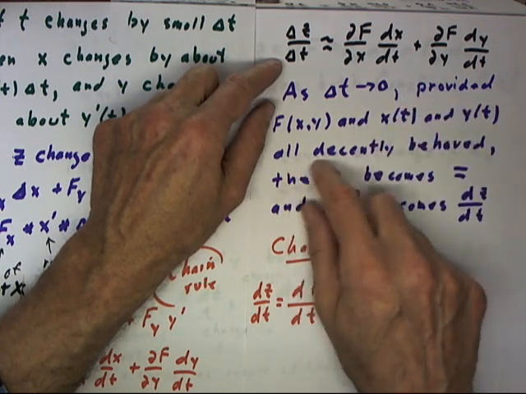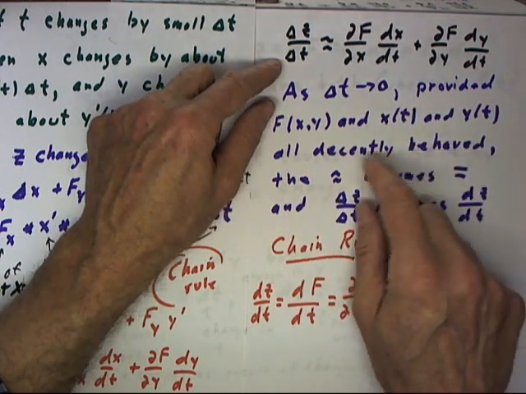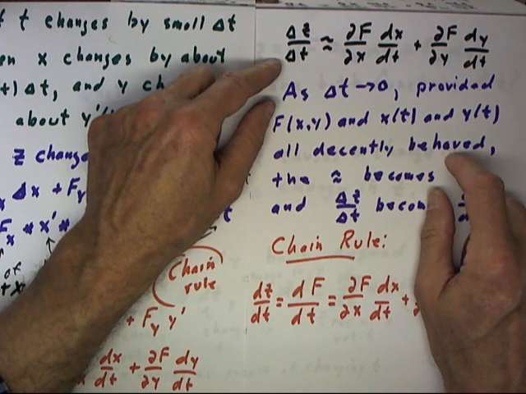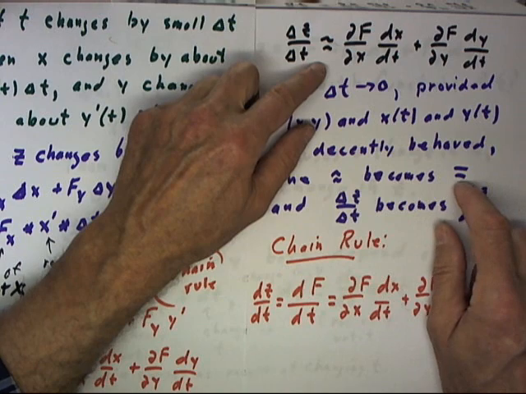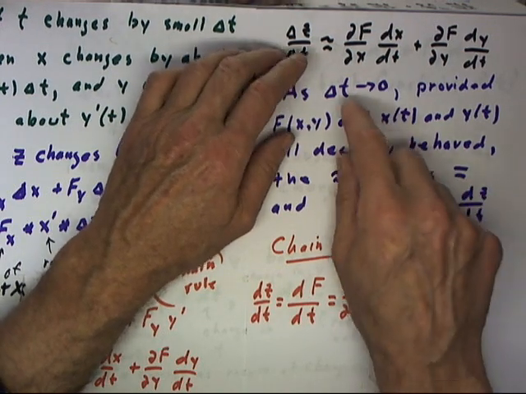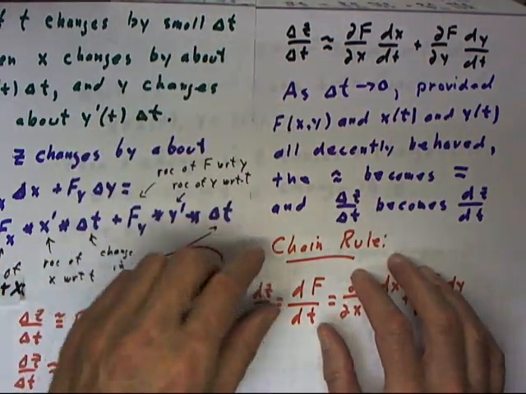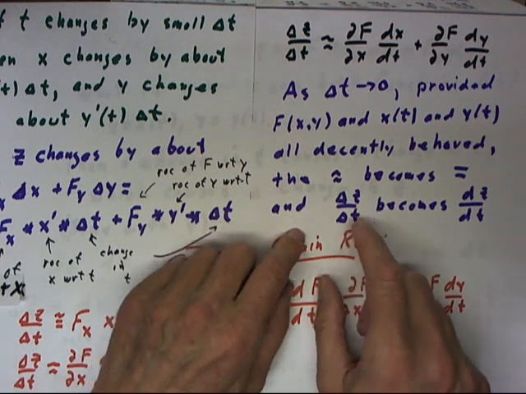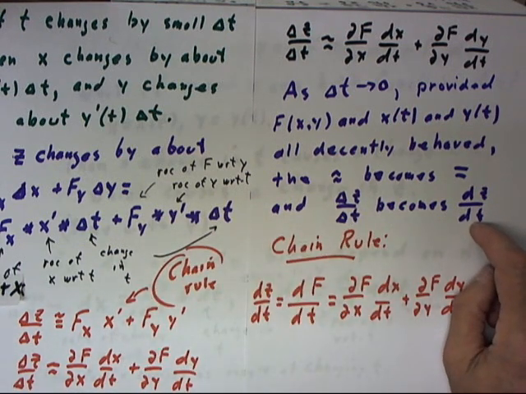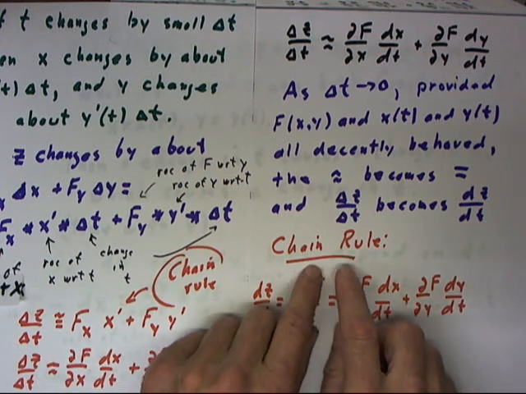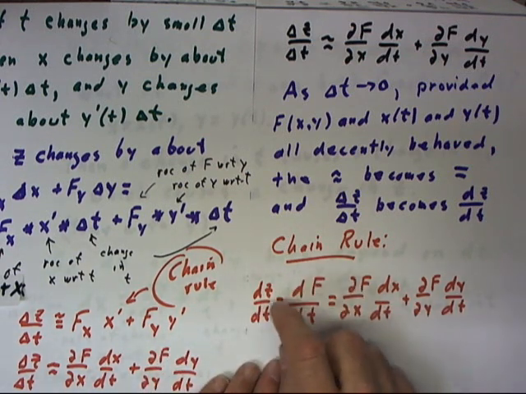For right now we'll just say as long as these functions behave decently, which most of the functions we've talked about do, then the approximation becomes equality in the limit as t approaches 0. And the delta z over delta t becomes dz/dt. Now, we therefore can write the chain rule.